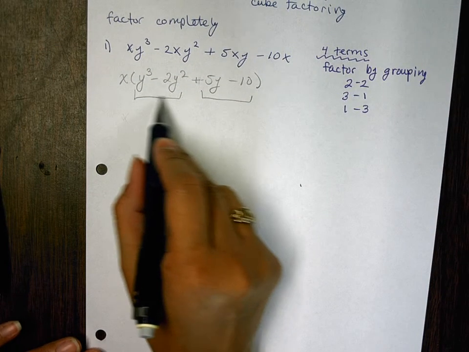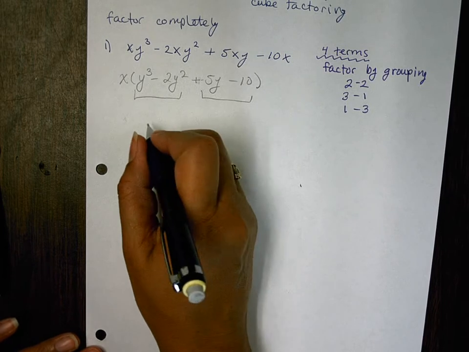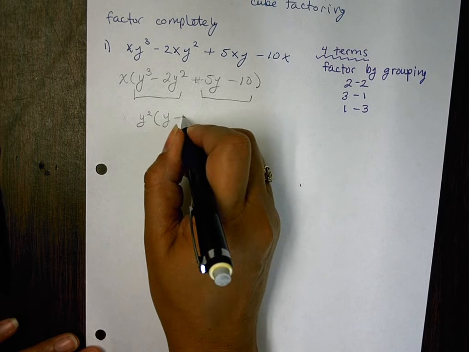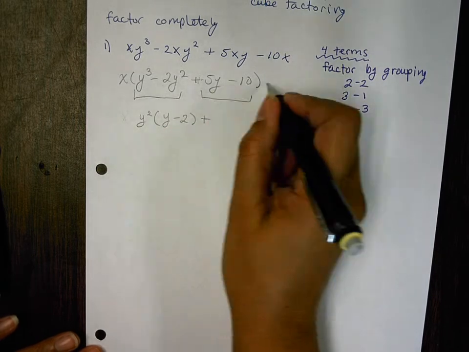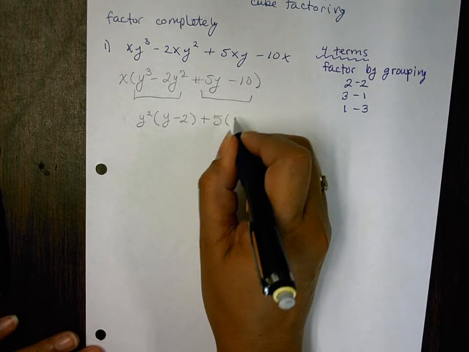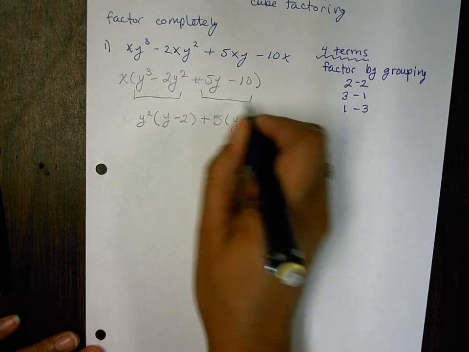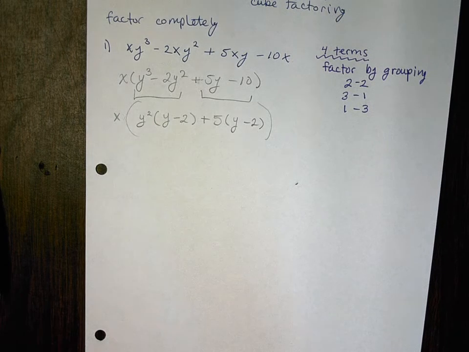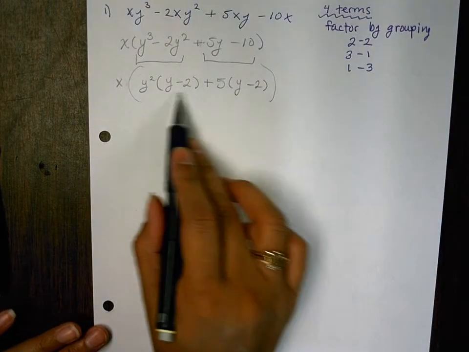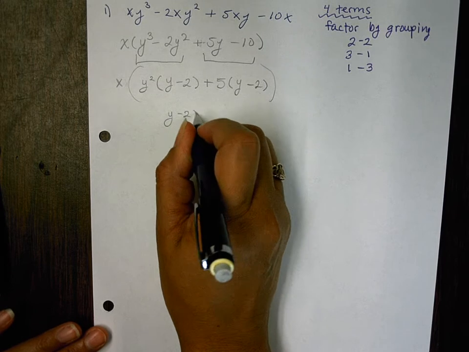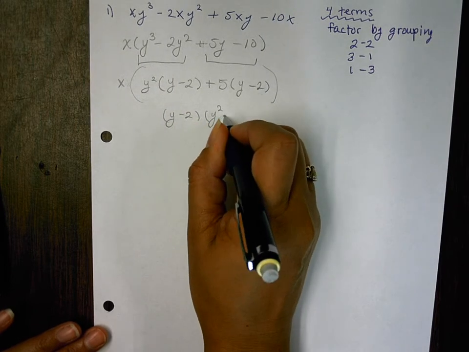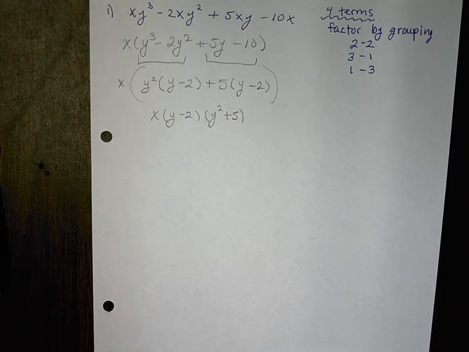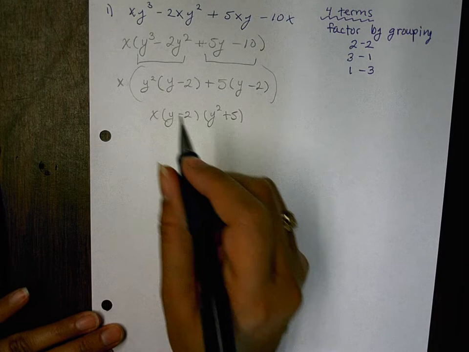All right, first group, I'm going to take out a y squared, leaving behind a y minus 2, plus here I'm going to take out a 5, leaving behind a y minus 2. Now out in the bigger piece, there's still that x hanging out there. Just don't forget that he's out there. Next, I'm going to take my GCF of y minus 2. They have that in common, leaving behind y squared plus 5, and that x is still out there. And then I check, can I still factor? And I cannot. This is my final answer.